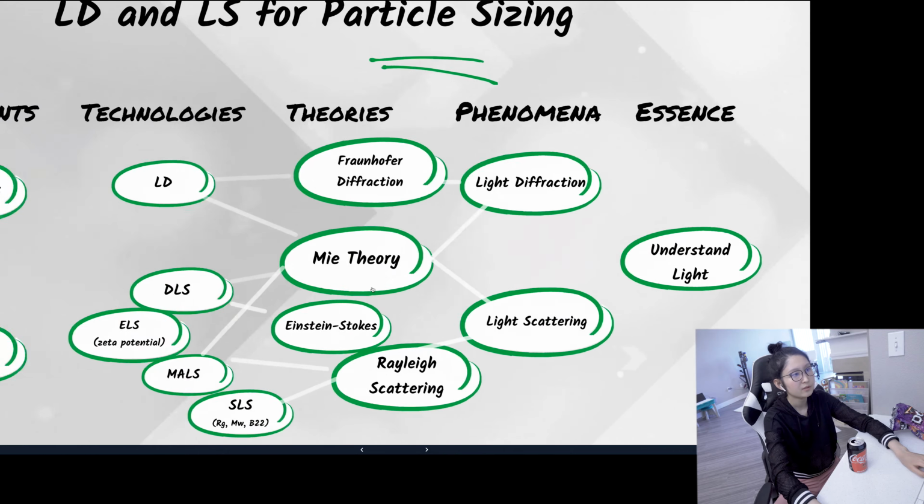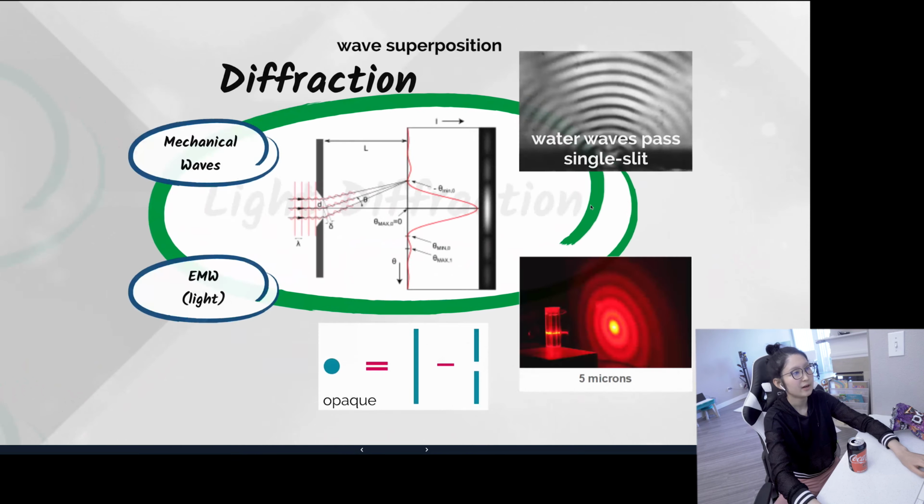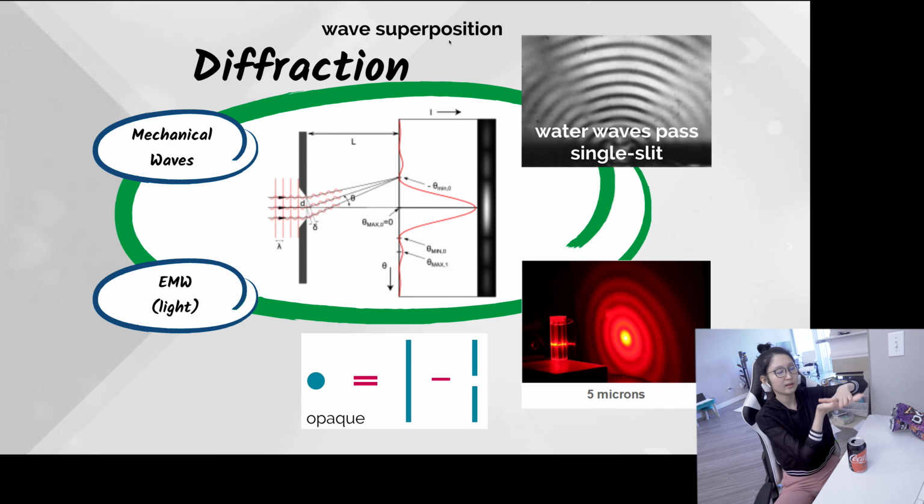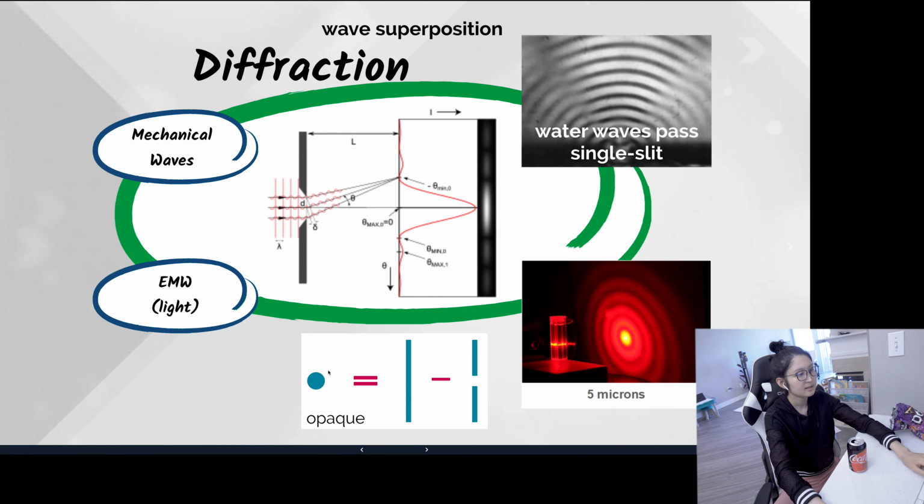And then we covered the phenomena. The first one is diffraction. Diffraction really is wave superposition: as the high point meets the low point, it cancels out. So it appears to be a dark spot. In terms of light diffraction, light passing through an opaque particle is the negative of light passing through a single slit. That's how it works mathematically.